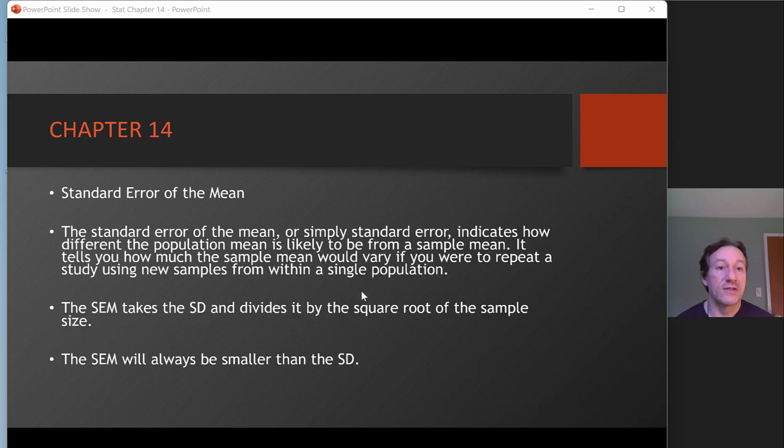So it's also a measure of variability, except we're looking at variability of samples. You take the standard deviation of your sample and then you divide it by the square root of the sample size. And again, the SEM, that standard error of the mean, will always be smaller than the standard deviation because it's being divided by something.